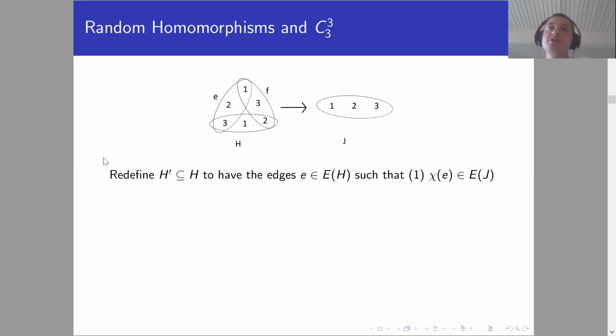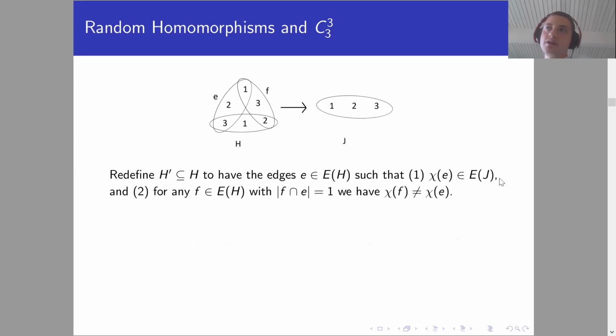And we'll get around this particular issue by adding further restraints on which edges we keep. So again, we'll keep an edge if 1, it maps onto an edge in J. And the second key condition we'll need is that we further require that if there's another edge F which intersects E in exactly one vertex, then F and E map to distinct edges in J.